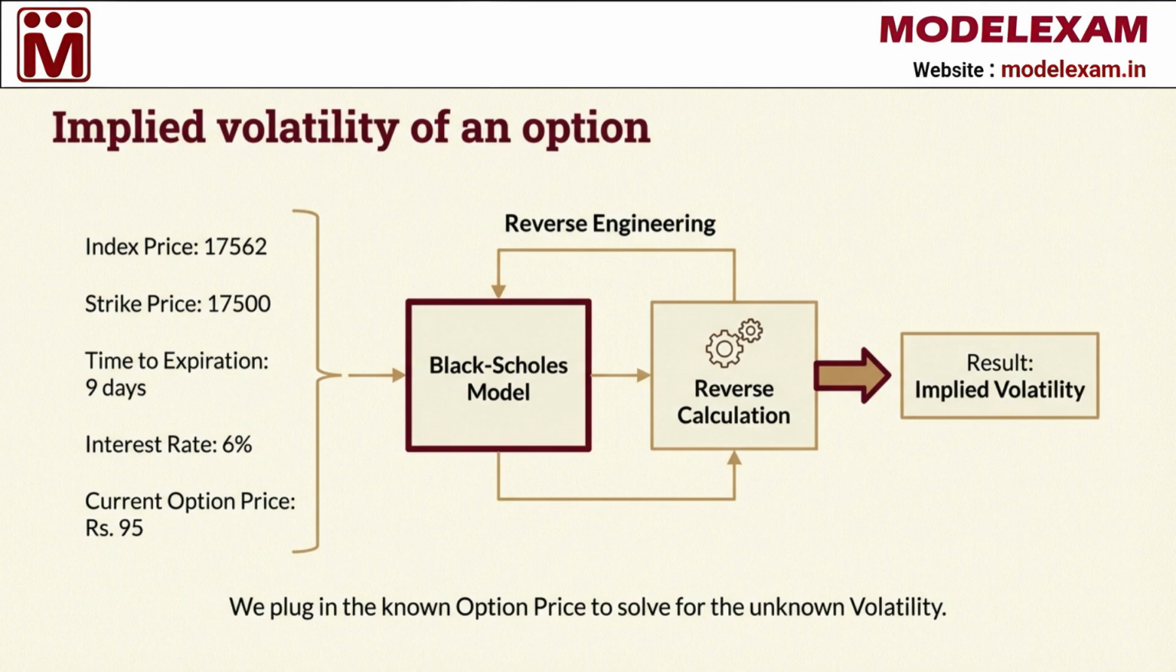For example, if the index is at 17,562 and we have a call option with a strike price of 17,500, we look at the other known factors like 9 days to expiration and an interest rate of 6%. If the option is trading at rupees 95, we plug all these known numbers into the model to solve for the one unknown factor, which is the implied volatility.